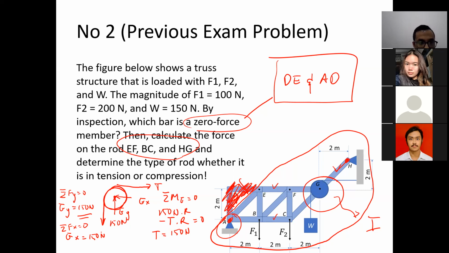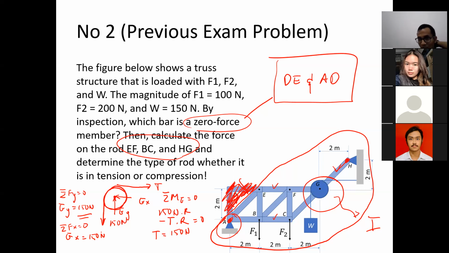And then sigma Fx equal to 0. What we will have there is T minus Gx is equal to 0, right? And T is 150 Newton. So 150 Newton minus Gx is equal to 0. So Gx is equal to 150 Newton, correct? So we have the Gx and Gy values.